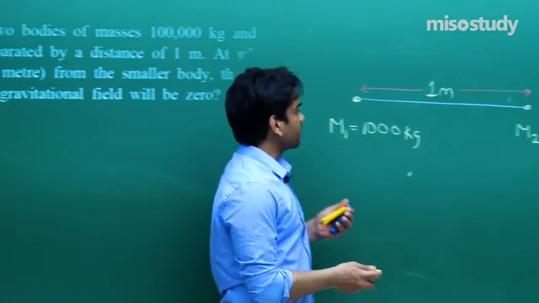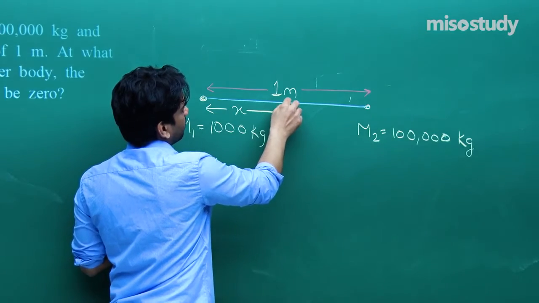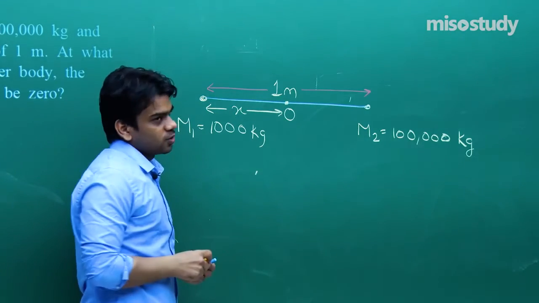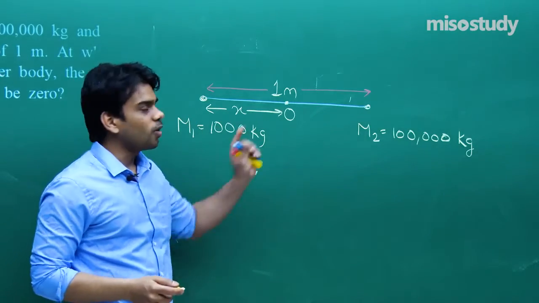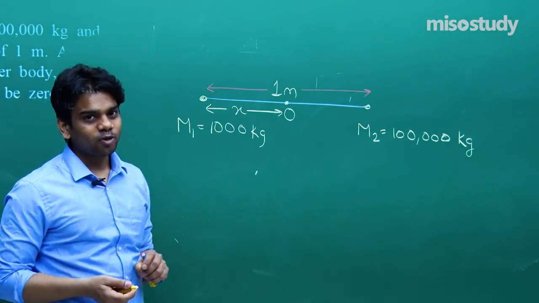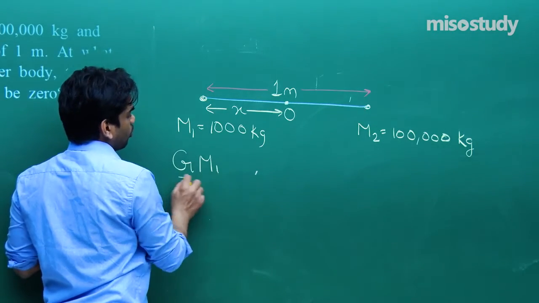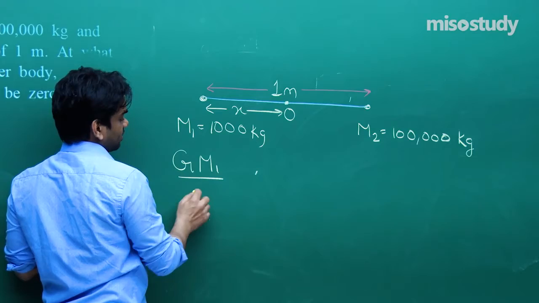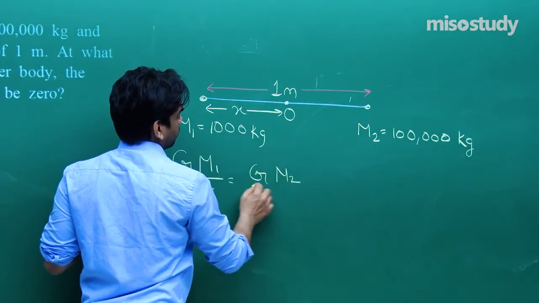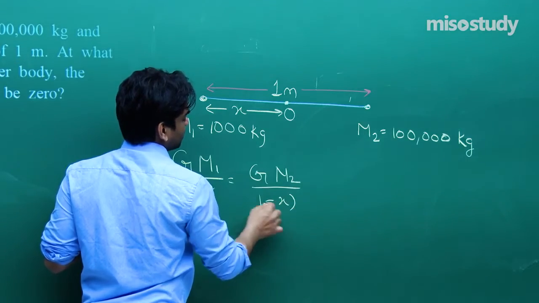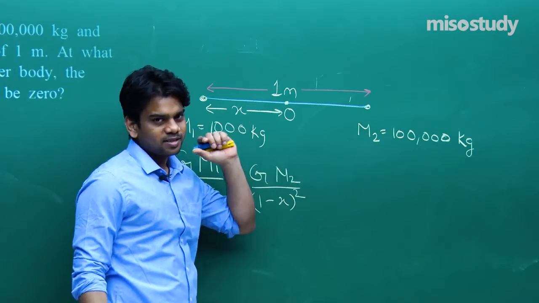From the smaller body, let's say at a distance of x, let's say this is point O, the gravitational field is 0. That means the effect of the gravitational field due to both bodies will be equal in magnitude but opposite in direction. So I am going to write G M1 by x square is equal to G M2 divided by 1 minus x whole square. This is what you need to do, because if this is x, this will be 1 minus x. That's quite obvious.